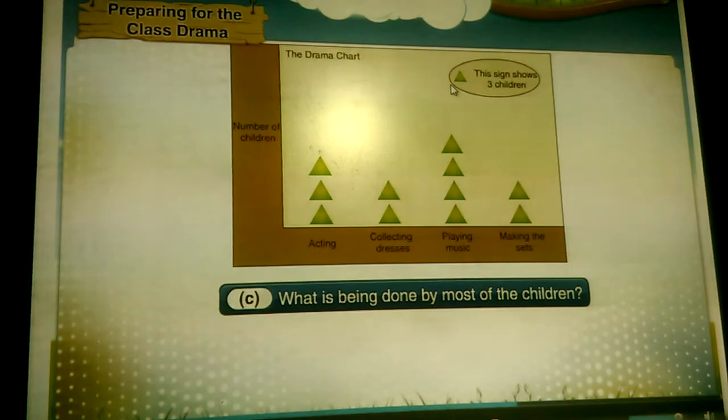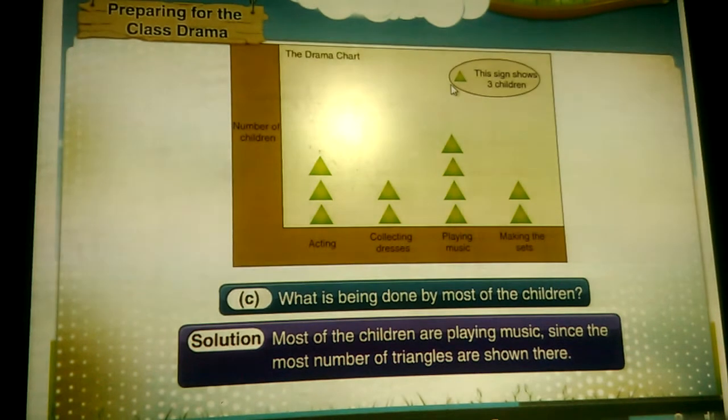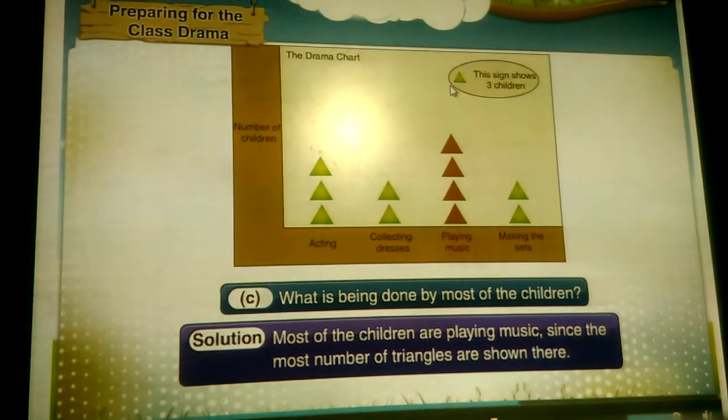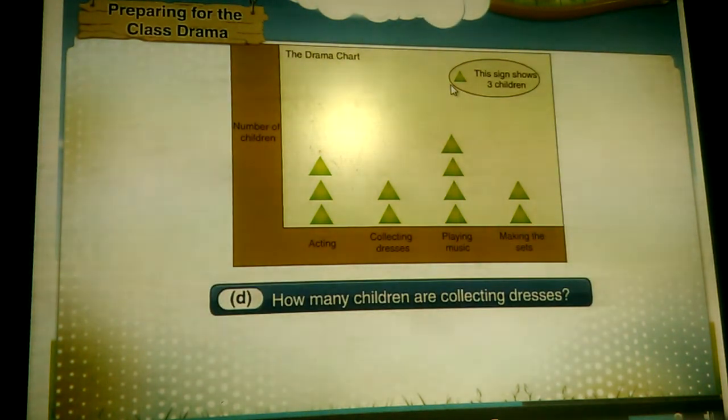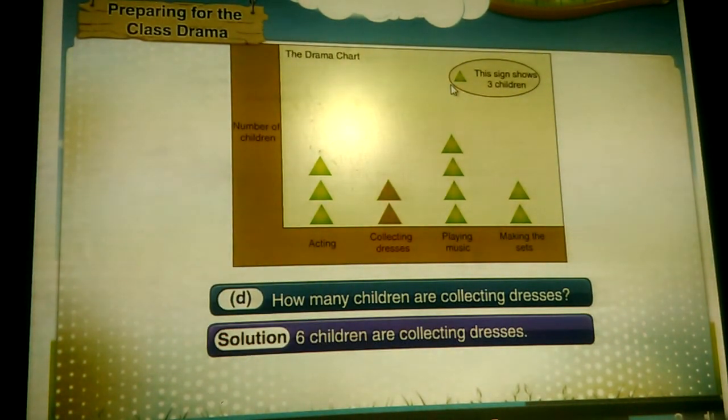C. What is being done by most of the children? Solution. Most of the children are playing music since the most number of triangles are shown there. D. How many children are collecting dresses? Solution. 6 children are collecting dresses.